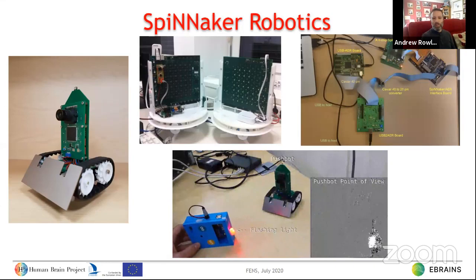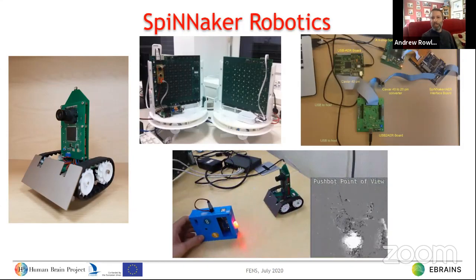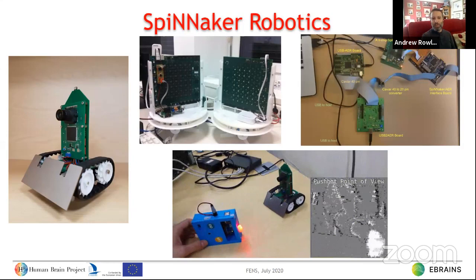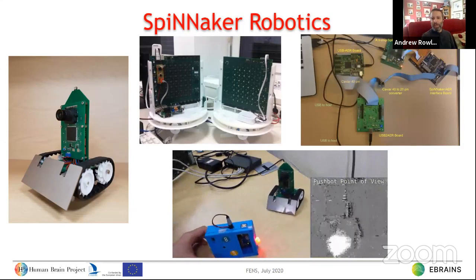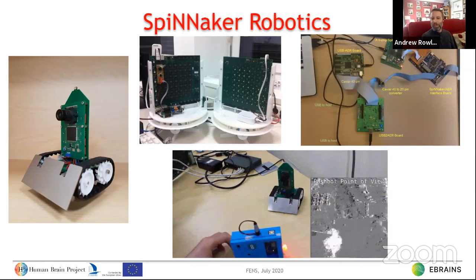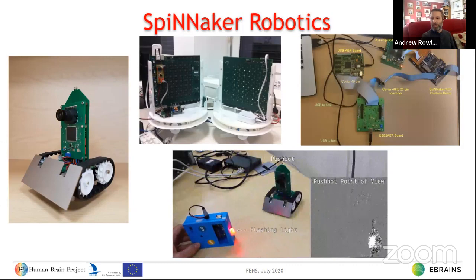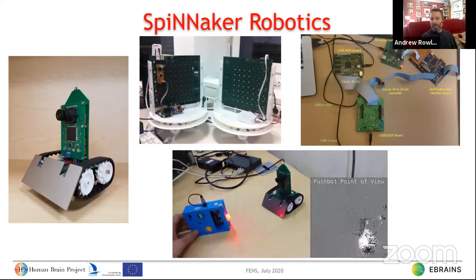Spinnaker is quite good for robotics applications because of the real-time nature of the interaction, and also because we have various external interfaces that allow you to communicate with the machine. So you can see here several examples of robots that we've used in the past, and you can see a sort of animation at the bottom where we're having the pushbot robot follow a flashing light, which it's able to see using an event-based camera.